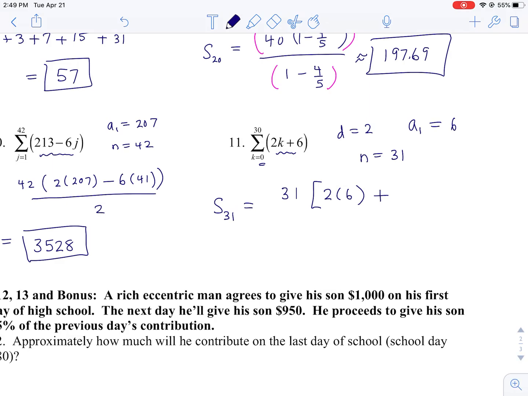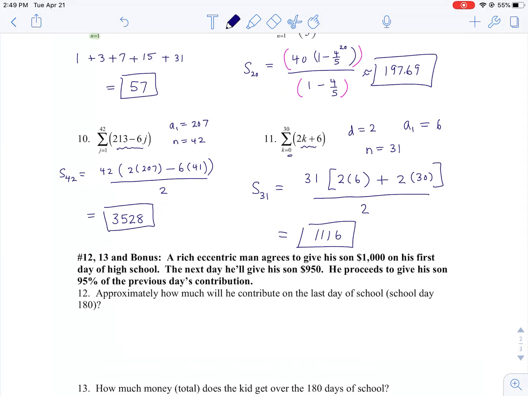So double the first term. And the common difference is also 2. And n minus 1 would be 30. Right, I group that together and I divide this whole thing by 2. And if I put that in the calculator, I should get 1116.